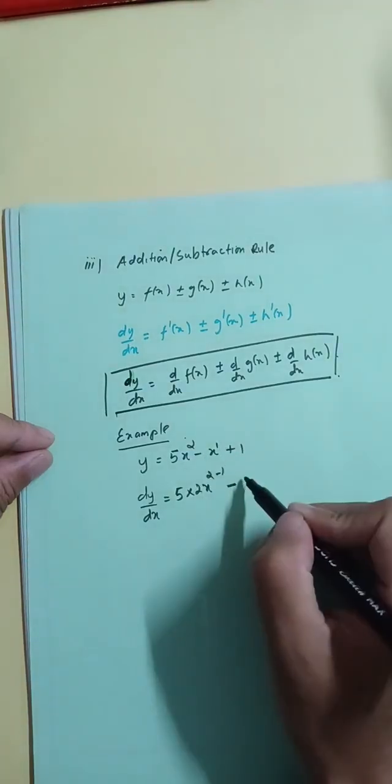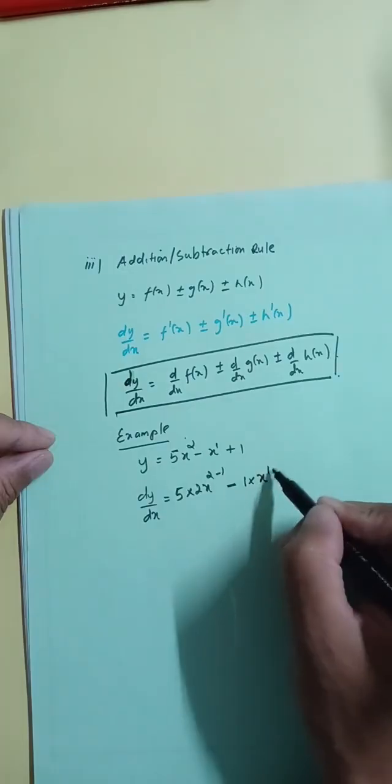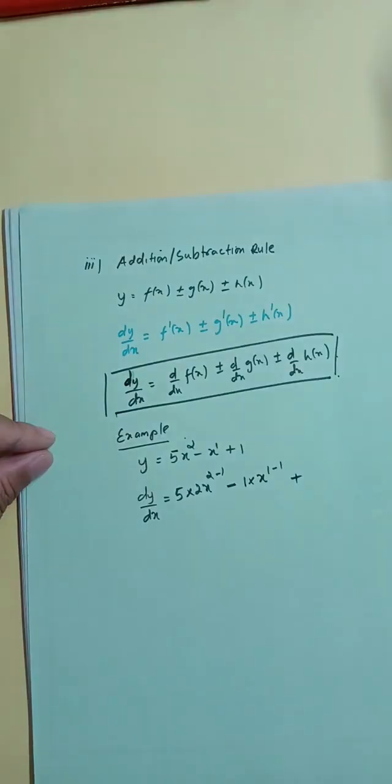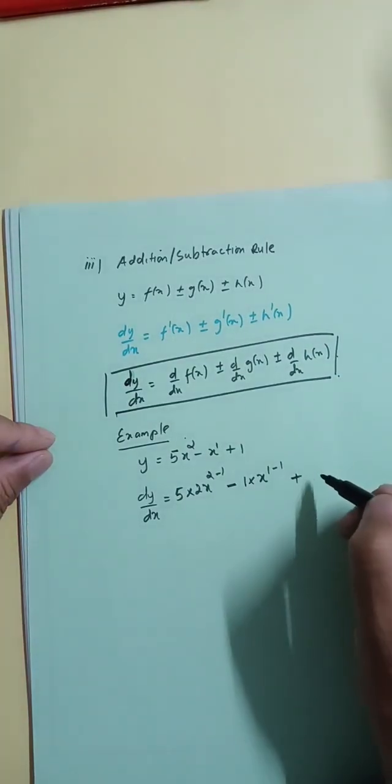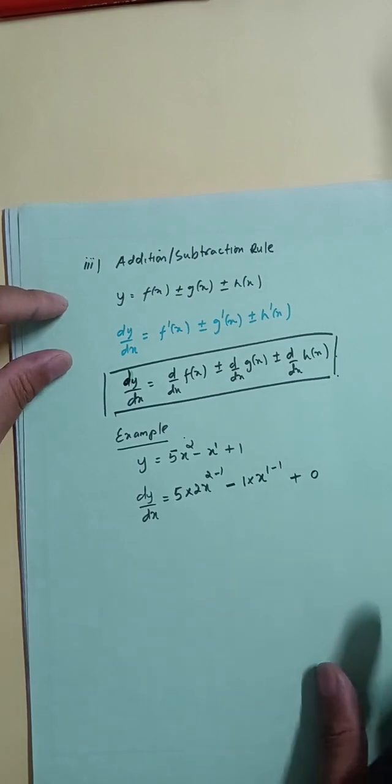x raised to 1 minus 1, plus what is d by dx of a constant? d by dx of a constant is 0, because there is no slope there.